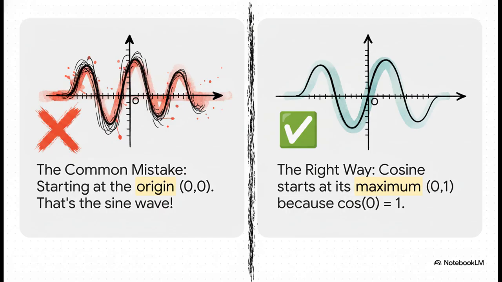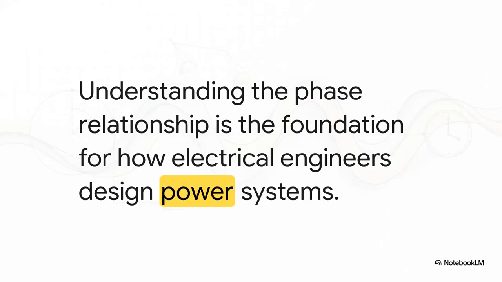Just burn this into your brain. Cosine of 0 is 1. You always start a cosine graph at its maximum. And getting this right really matters, because this simple phase shift isn't just some abstract math problem. It's one of the most important concepts in all of modern engineering.